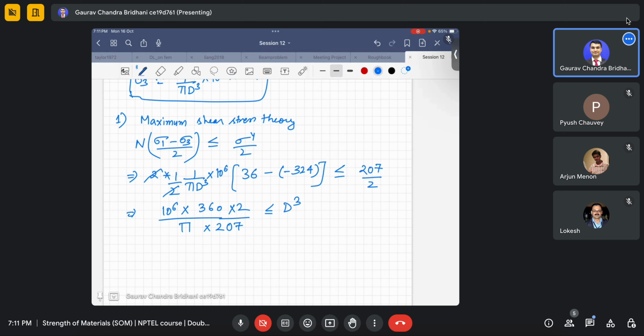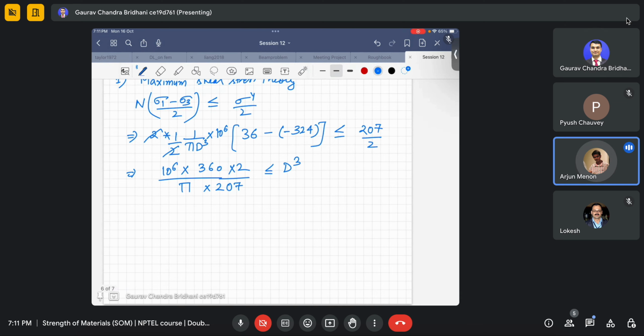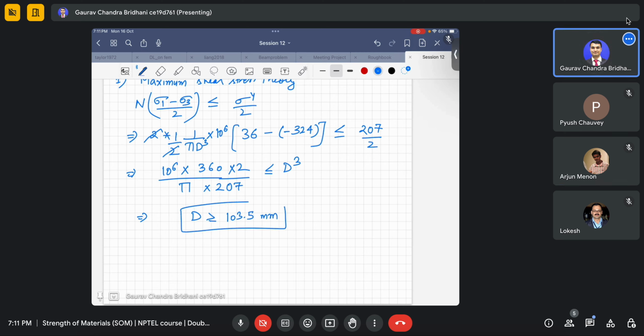No, there should be a cube root of that. Cube root. (103.5 mm). Okay, this will be in mm.